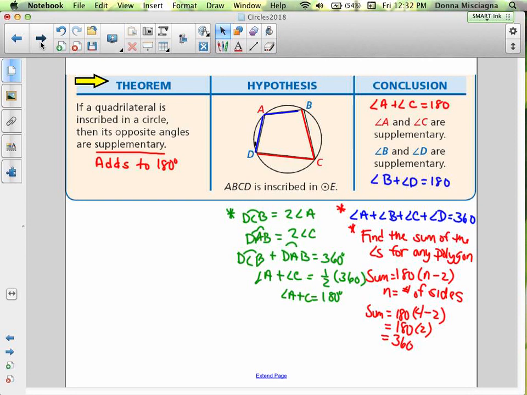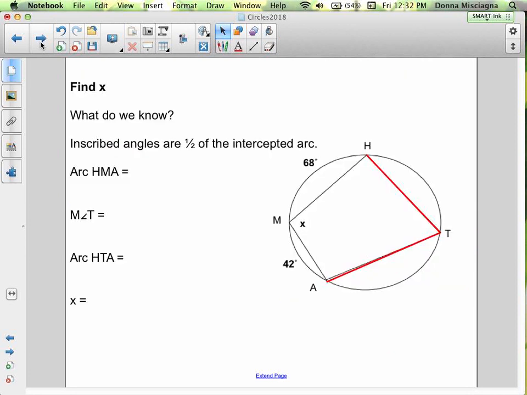The only one that's not in your notes is the one coming up. It's this one. Right, so we want to find the value of x. What do we know? We know that inscribed angles are equal to half of the arc. Now, we don't know the measure, so if we follow angle T out, this is the intercepted arc.